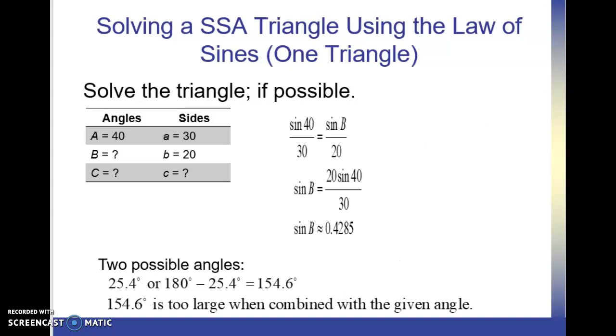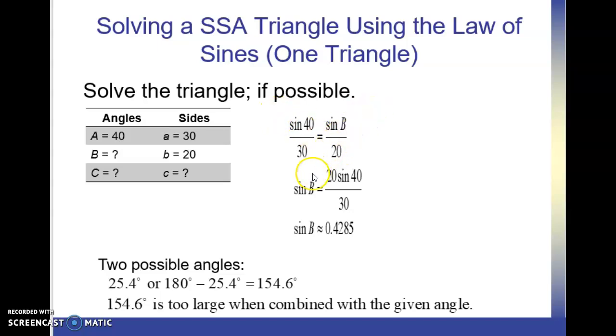Solving another triangle. As always, the given information is in the box. So the pair that we know both measures of: the measure of angle A is 40, the measure of side A is 30. Of course, we plug that right in. Moving on to find the measure of angle B, we don't know it, so we leave that capital letter B, sine B here. And of course, the value for lowercase b, 20, going in the denominator.